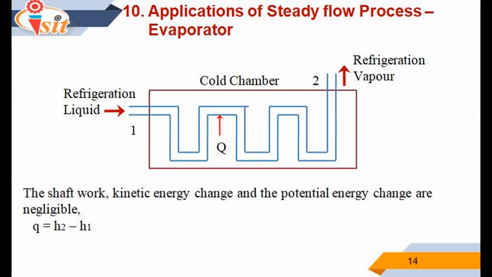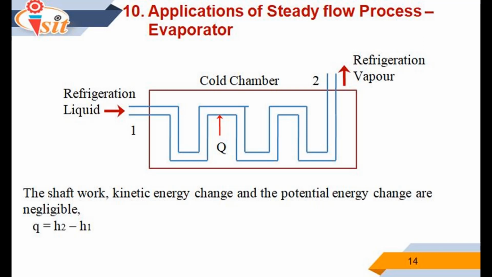The next application is the evaporator, which is normally used in the refrigeration process. Refrigeration is nothing but maintaining and controlling temperature below room temperature. The evaporator is the most important part of the refrigeration process. The process occurring in the evaporator is the reverse of what happens in the condenser.